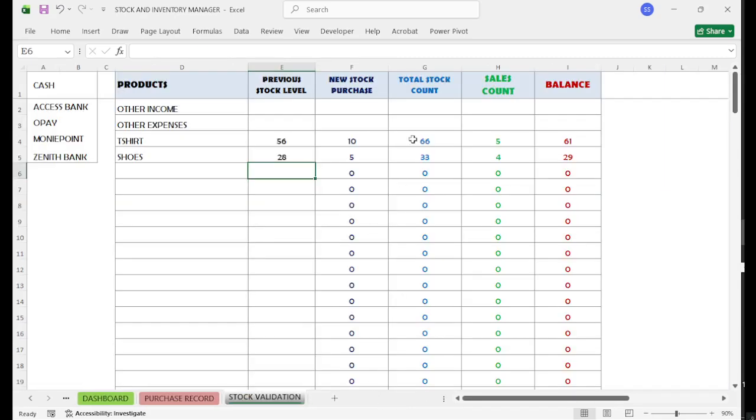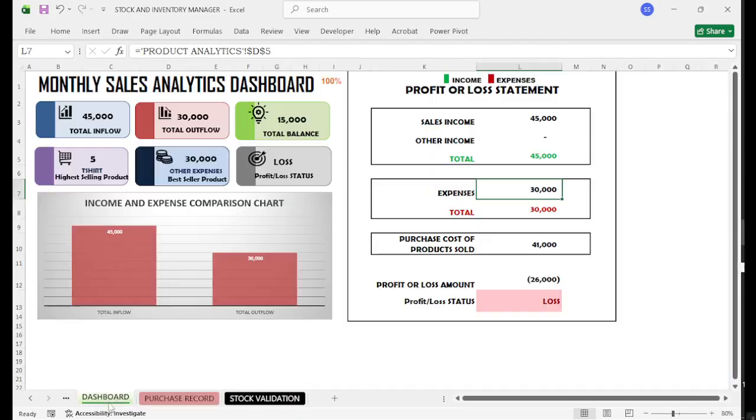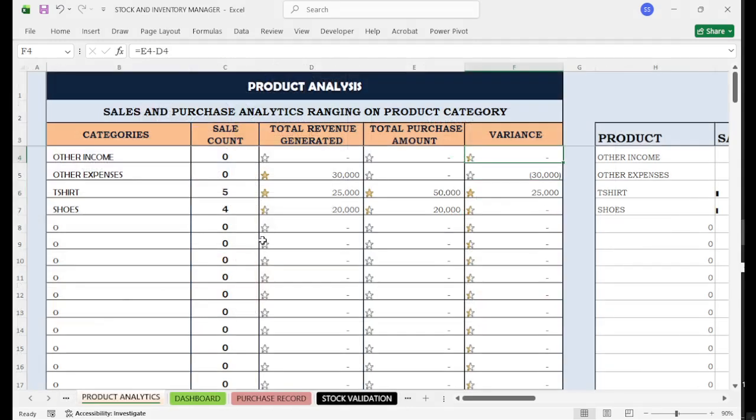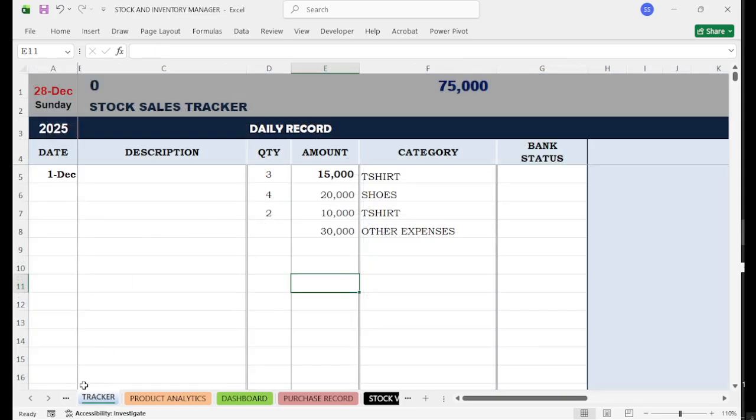So stock validation, you can see we sold 5 so far, we sold 4 here, so the balance in your stock is 61 and 29 after deducting everything. So this one is going to accurately tell you how many is left in your store, and this one is going to just be doing some little analysis, and telling you your profit and loss statement. Then this one is just basically on your product, how much money is coming in for this particular product, how much is going out, and how many you've sold so far, and the graph and the balance for each after removing the purchase.